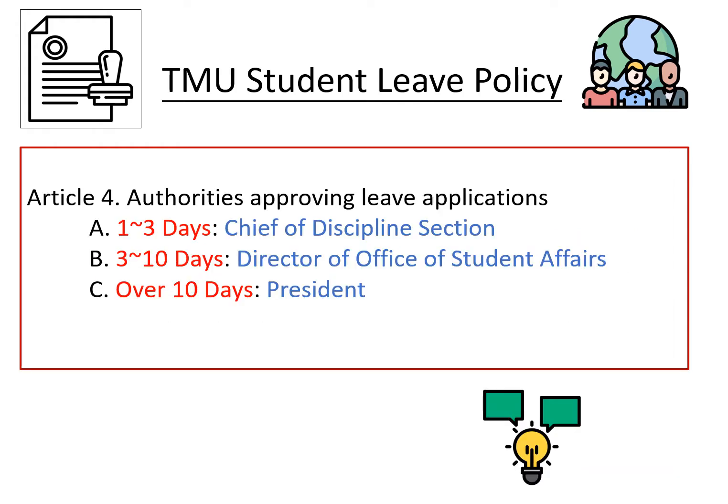Article 4, Authority. Authority means if you have to make a leave, you have to get agreement from certain people. If you are taking a 3 days leave, you have to get the agreement from the chief of the principal section. If you want to make a leave over 3 days but less than 10 days, the Director of the Office of Student Affairs, the dean, has to sign for you. And if the leave is longer, over 10 days, it will need approval from the president.